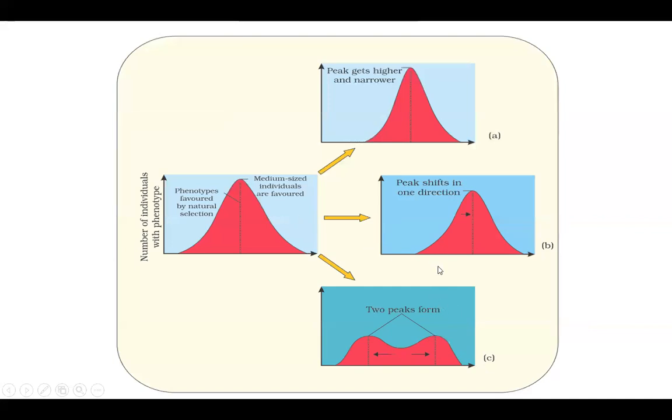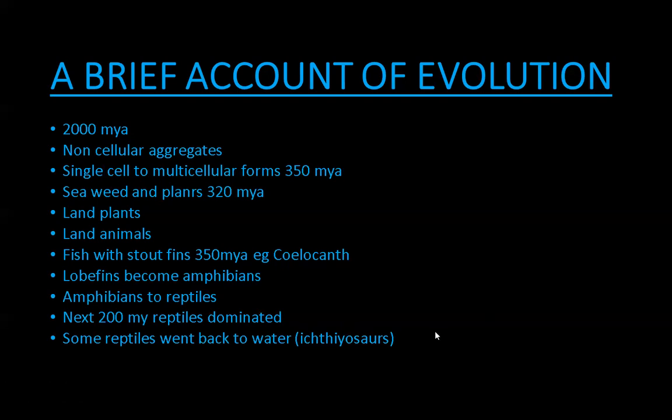That's a diagram of your reader. The first one, they haven't written any description on it, is stabilizing selection. This peak shift in one direction is called directional selection. Then the third one, C, is known as disruptive selection. So that's a brief account of evolution.